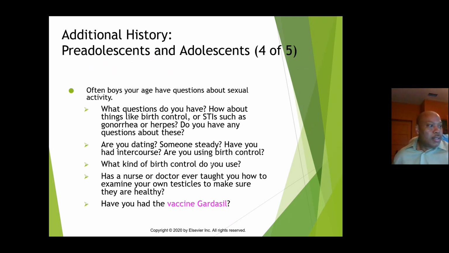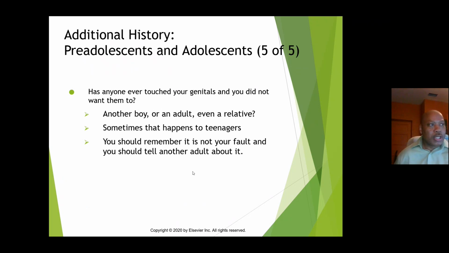And has anyone ever touched your genitals and you did not approve of it? Another boy, an adult, even a relative, which is definitely pretty common, unfortunately. Sometimes that happens to teenagers, and we will mention to the child, and we must make them understand, that it's not your fault. And also make sure they know that they should inform another adult about it, and that would be important as well. Information can be found in the same place, 690 to 91.